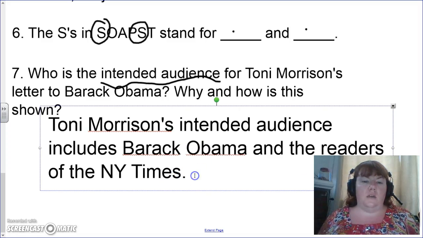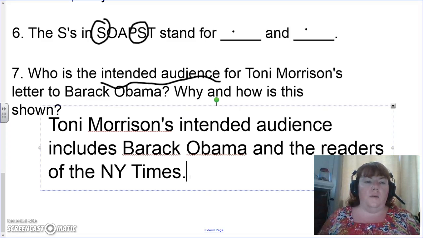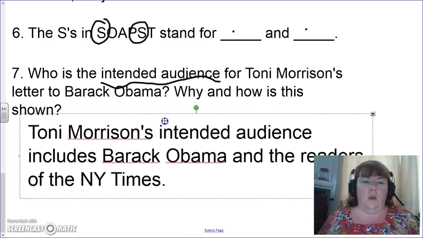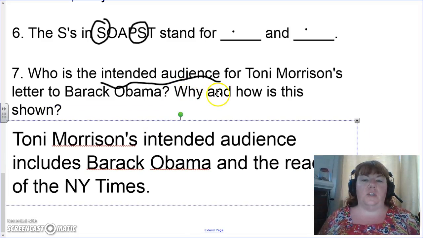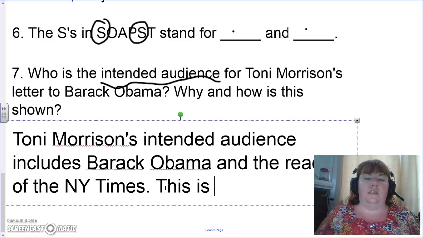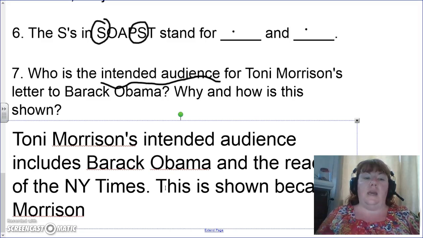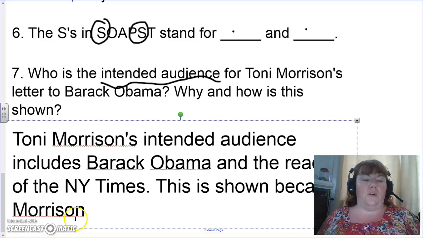I'm going to make this a little smaller so that I can type more. Never mind, it's not going to work because my camera is in the corner. So my next sentence would then read something along the lines of answering the question, why and how is this shown? I would say something along the lines of, this is shown because Morrison, now see, I already referred to her the first time with her full name, so anytime I refer to her later, I can do so with just her last name, which can help you move a little faster.